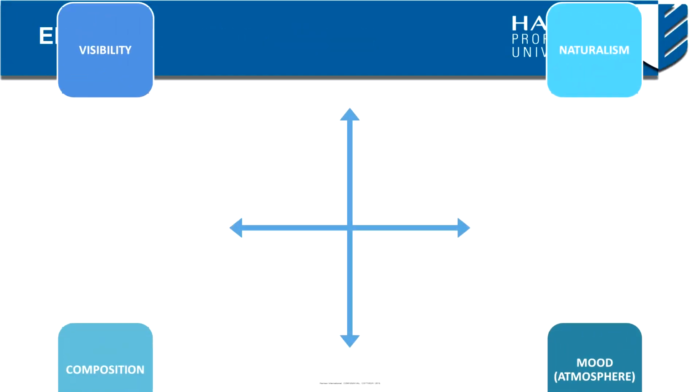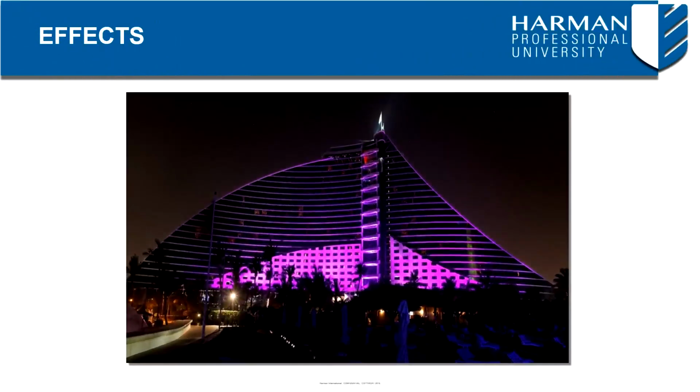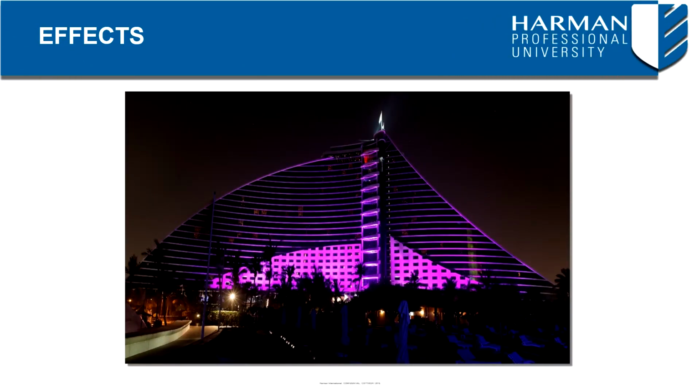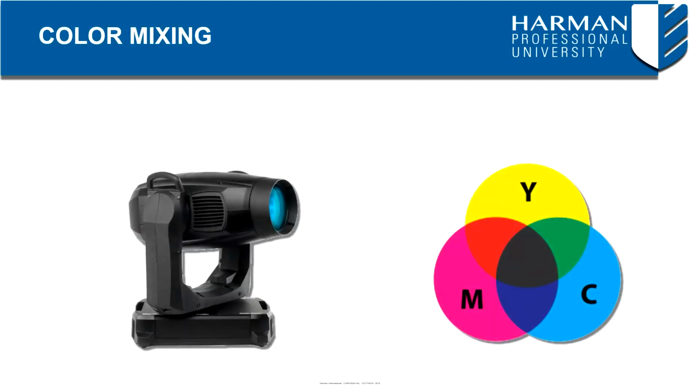But beyond this type of lighting in relation to visibility, naturalism, composition, and mood, there are also effects that assist in creating visibility, naturalism, composition, and mood. So let's look at these added effects in our Martin Enterprise lighting. One of these effects is color mixing. Color mixing is one of those effects that help with visibility, naturalism, composition, and mood.